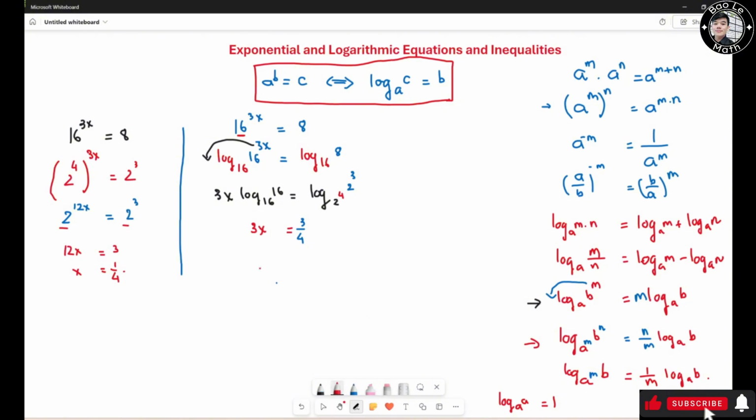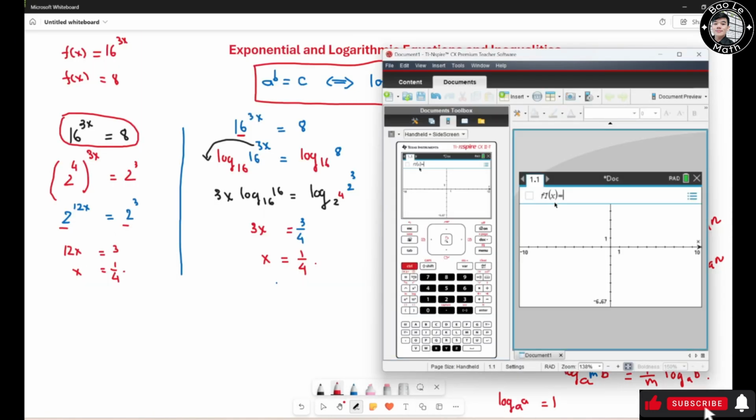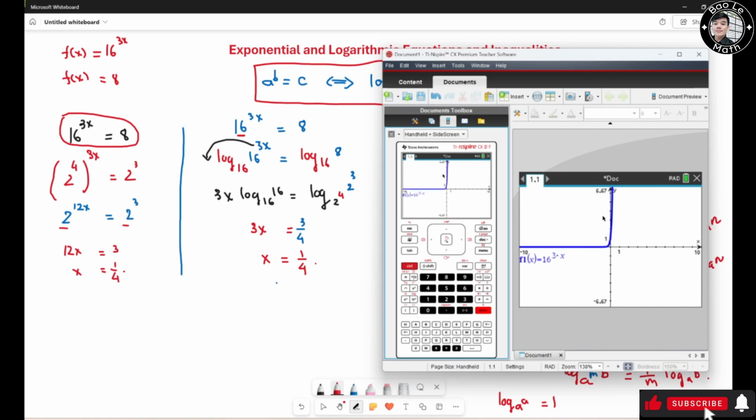Alright, so I need to solve for s, divide both sides by 3, so s equals 1 over 4. Alright, now the third way, you just pull up the calculator. So you hit add graph right here, okay? F1 of s, you just input 16 raised to the 3s. And hit enter. So this is the graph.